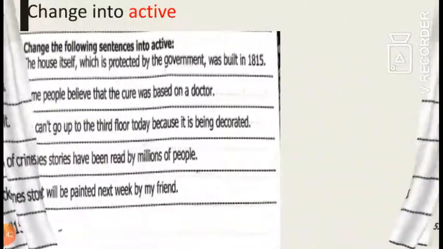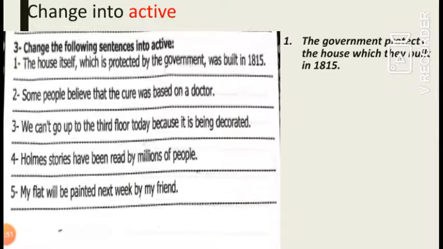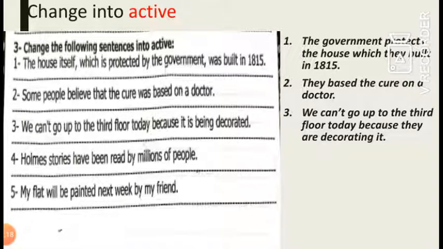The next question, change into active. Number 1, the house itself, which is protected by the government, was built in 1815. The government protects the house which they built in 1815. In order to change into active, you have to start with the subject. Number 2, some people believe that the cure was based on a doctor. They based the cure on a doctor. Number 3, we can't go up to the 3rd floor today because it is being decorated. We can't go up to the 3rd floor today because they are decorating it.